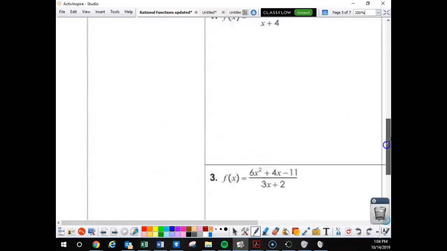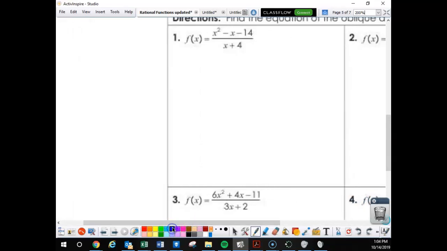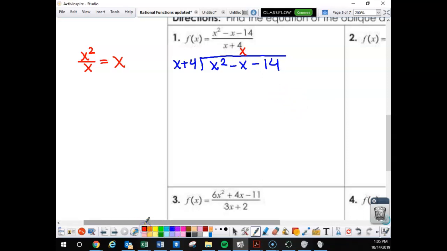So if you look at number 1, I have x squared minus x minus 14 divided by x plus 4. So we're going to be using long division. And so it's going to be x plus 4 divided into x squared minus x minus 14. Right? So I have x squared. I want to try to cancel that out. So I'm going to divide x squared by my leading term of the divisor, which is x. So x squared divided by x is x. All right? And then I have to multiply the x by my divisor, which is x plus 4.